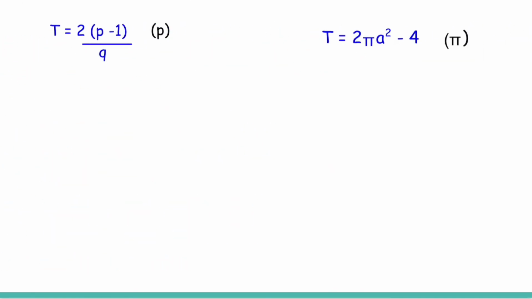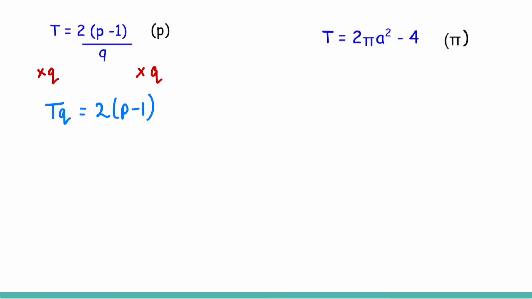A couple of harder ones. The first one, we're rearranging to make P the subject of the formula. First thing we know is that if we have a denominator, we should get rid of it. So we're going to times both sides by Q so that we can get rid of the denominator. So TQ is equal to 2p minus 1.